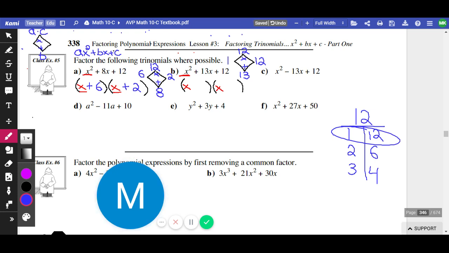Does it matter which side we put the 1 and 12 on? Nope, you could flip it and it'd be fine. If you put 12 and 1, it's the exact same. The reason we did that diamond method was that the sides of the diamond, 1 and 12, become the second terms of your binomials. This thing factors to be x plus 1 times x plus 12. We unmultiplied that trinomial.